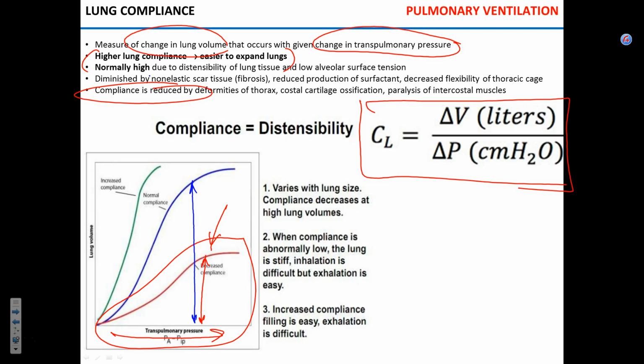Anything that reduces the elasticity of the thorax, okay, first of all, ossification of the costal cartilage, problems with the muscles of inhalation like intercostals, okay, reduced surfactant production will affect it as well, damage to the lung tissue itself, fibrosis. Think for a second, imagine lungs in the pleural cavity. Can you imagine them?